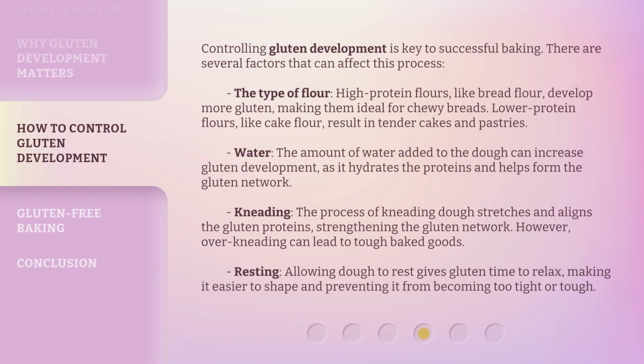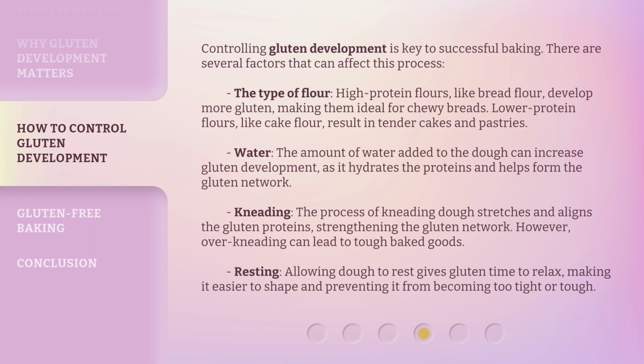Controlling gluten development is key to successful baking. There are several factors that can affect this process. The type of flour. High-protein flours, like bread flour, develop more gluten, making them ideal for chewy breads. Lower protein flours, like cake flour, result in tender cakes and pastries.